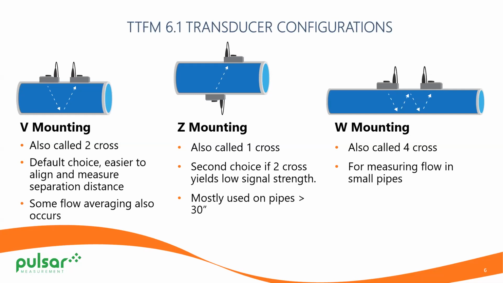But go to the W mounting to the far right. We also call that a 4-cross. And that's very common in very small pipes. And the reason it has to be done that way is because the pipe is so small and we're sending out these signals at about 1.2 megahertz. So it's hard for those transducers to process that signal quickly. So we do a double bounce. The good news there is you can see we're getting a lot of averaging because we've actually got 4 paths there that we're capturing through the flow stream. So that mounting on small pipes, and especially with our new small pipe transducers, is very, very accurate.